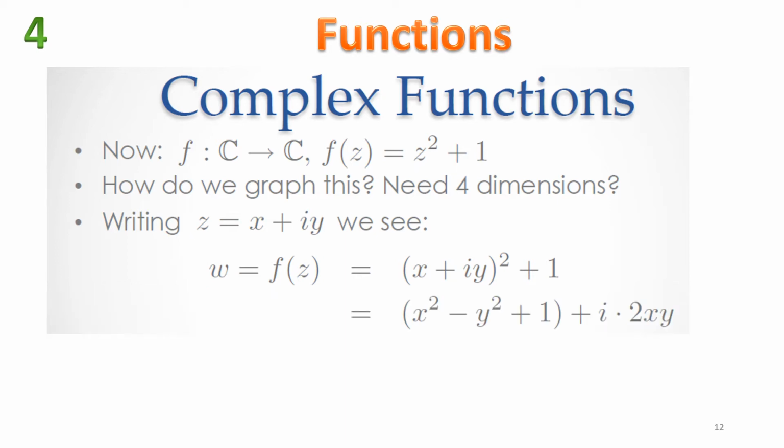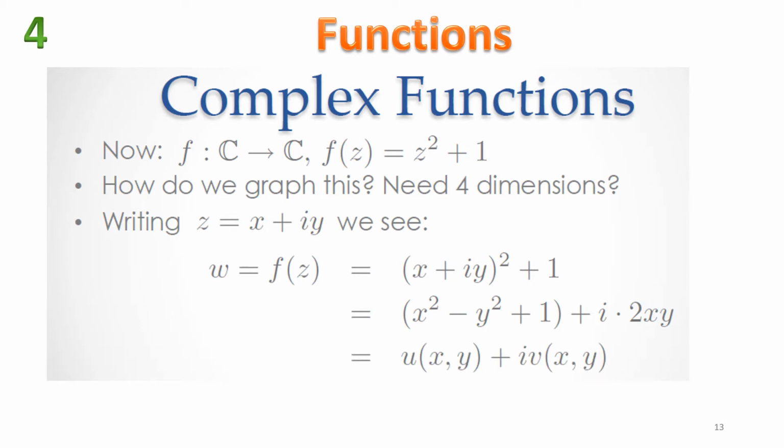So expand this bracket as a plus b whole square. Simplify, use i square equal to minus 1. You will end up with x square minus y square plus 1. This will be the real part of the answer. And 2 times xy times i, this 2xy will be the imaginary part which is associated with i.